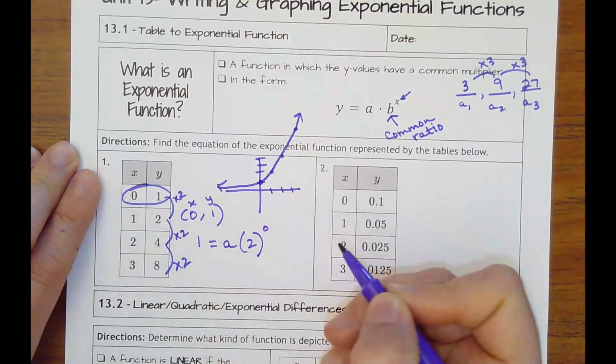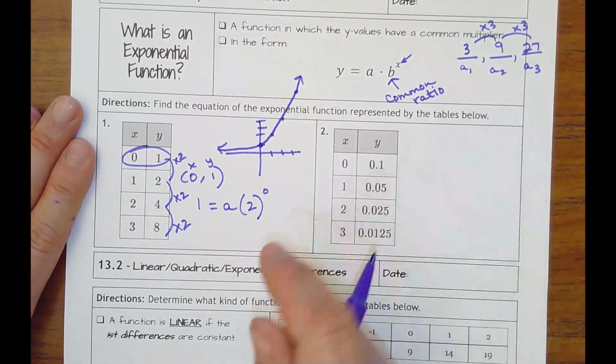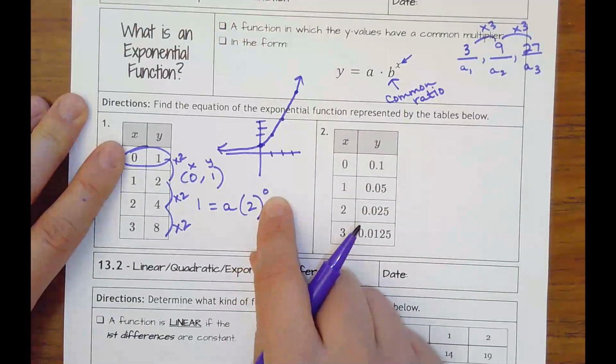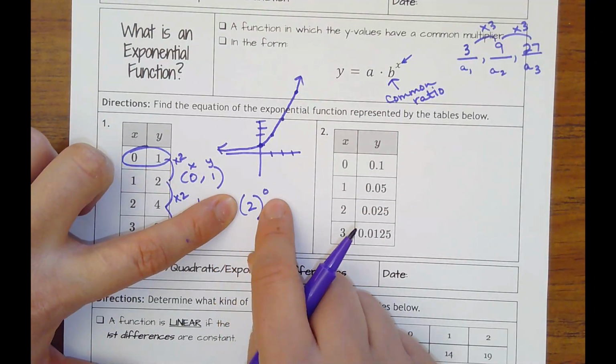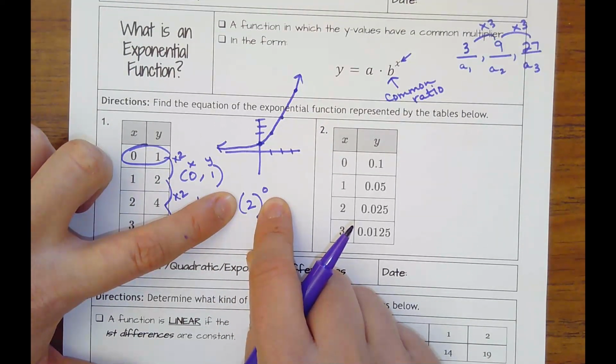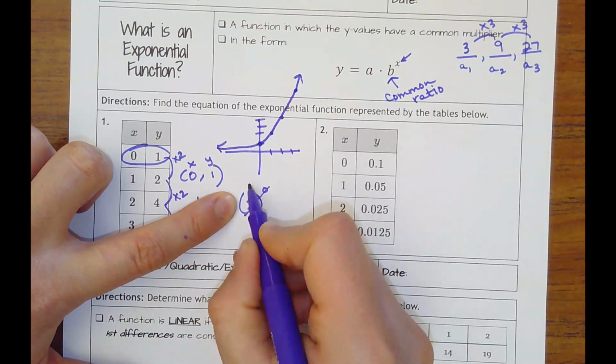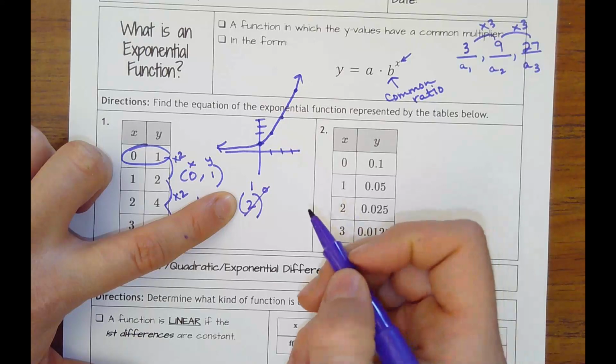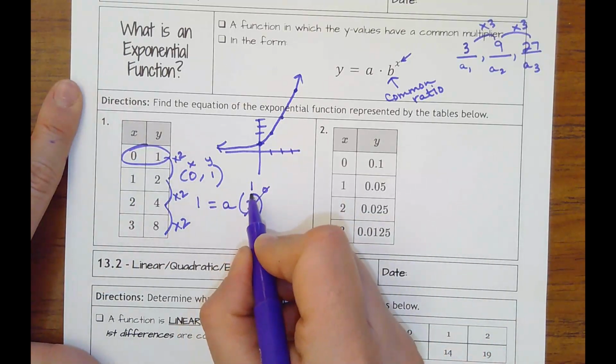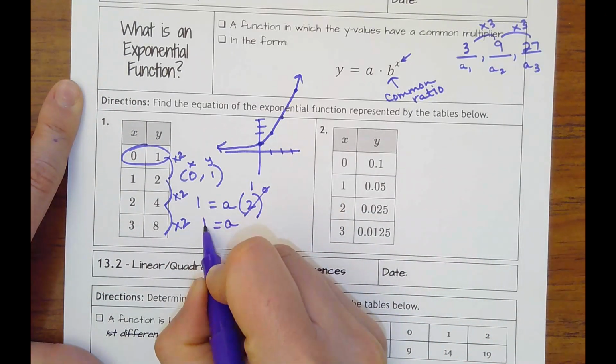Well, I'm going to put in 0. You have to remember that exponents come before multiplication. So I'm doing 2 to the 0 power. Anything to the 0 power is 1. So I really have 1a, or a, equaling 1.